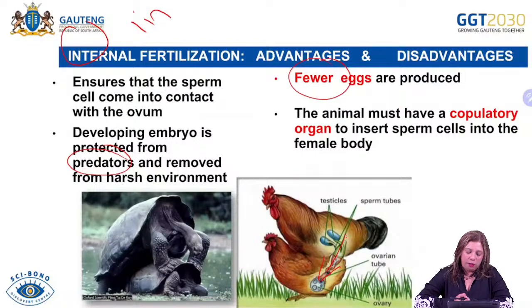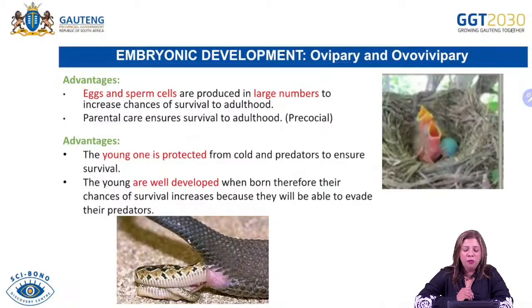As you can see there, with these chickens, it has a copulatory organ where the sperm is deposited into the female. So if we move on to ovipary, now we know ovipary is when the eggs are released and they are hatched and the organism is produced. Ovovivipary, as a revision, is where the egg develops inside the body and it hatches inside the body and the young are born.